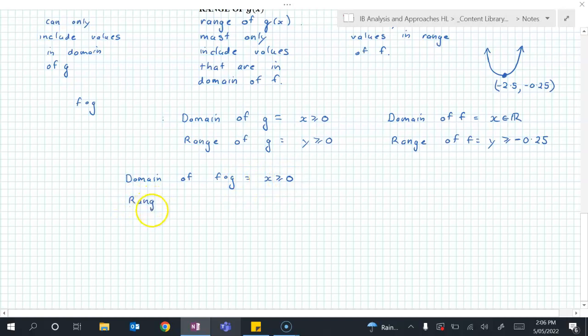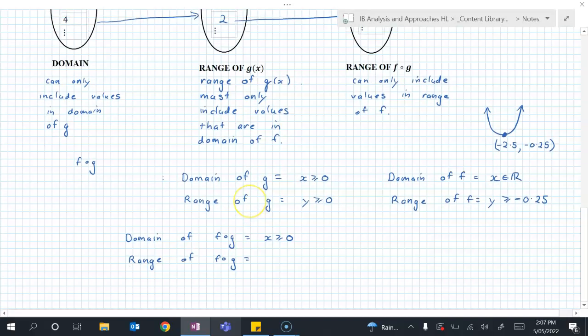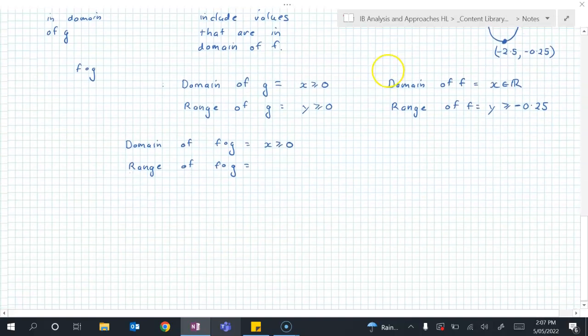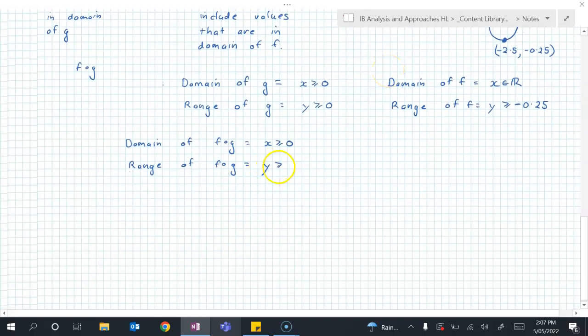The range of f composed with g, well, the smallest value we're putting into f of x is 0. So even though the vertex occurs at minus 2.5, we're not putting minus 2.5 into this function. We're only putting the values 0 or more into f of x, and they're producing the values of 6 or more. So the range is not the entire range of f, it's only part of the range of f.